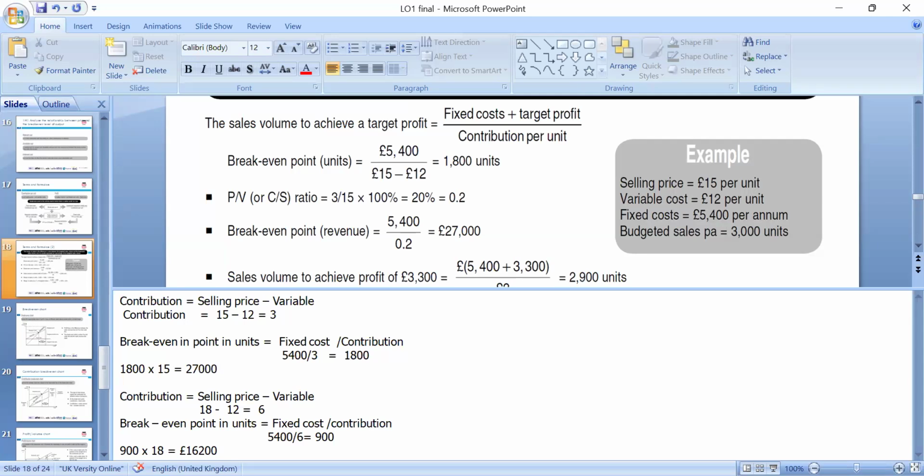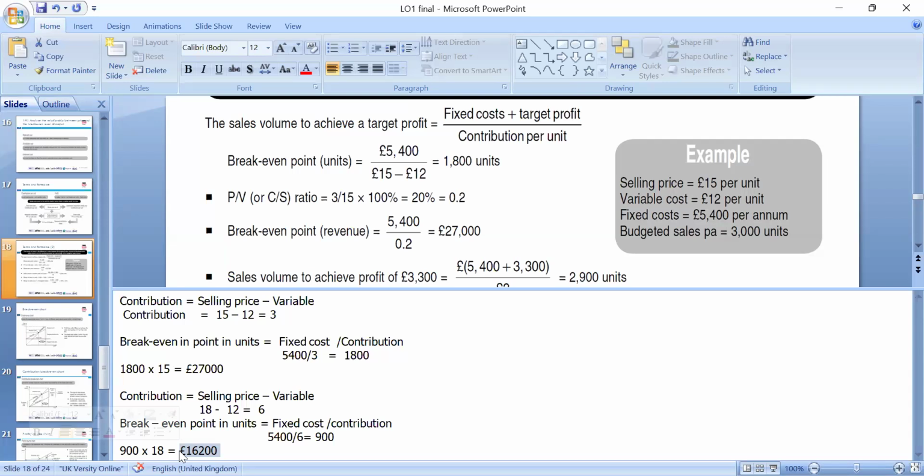Before, if you made 27,000 worth of sales, you would break even. But now, because we increased the price, we only need to sell 16,200 pounds worth of the goods to be at break even, no profit, no loss. So that's what we call break even points. We can look around where there's no profit, no loss.